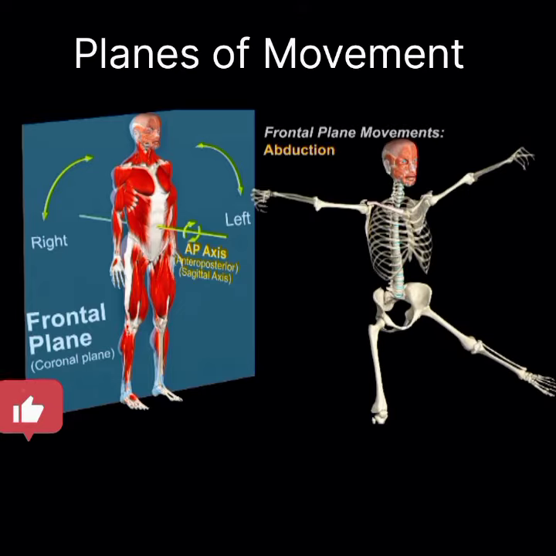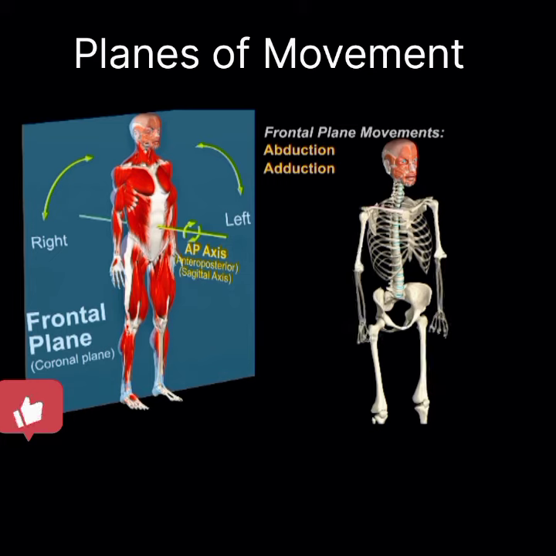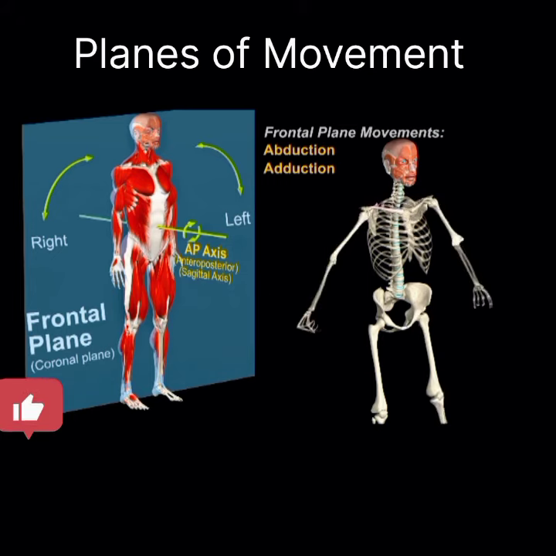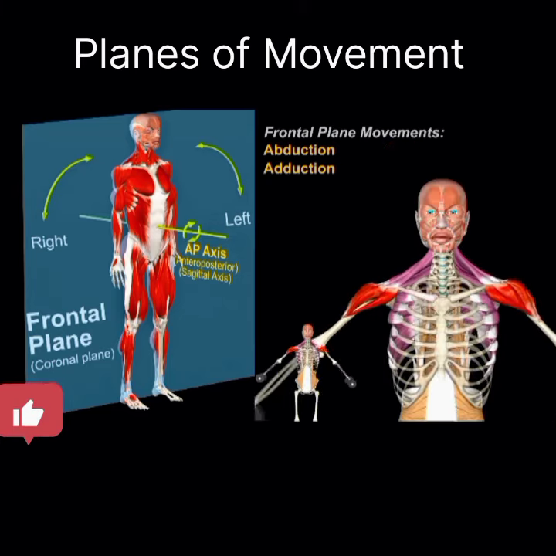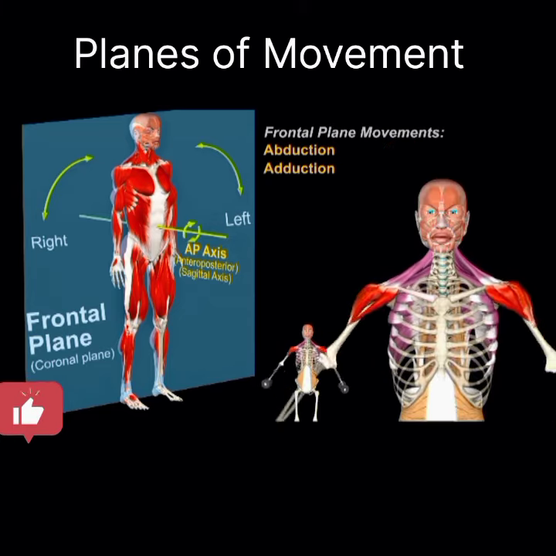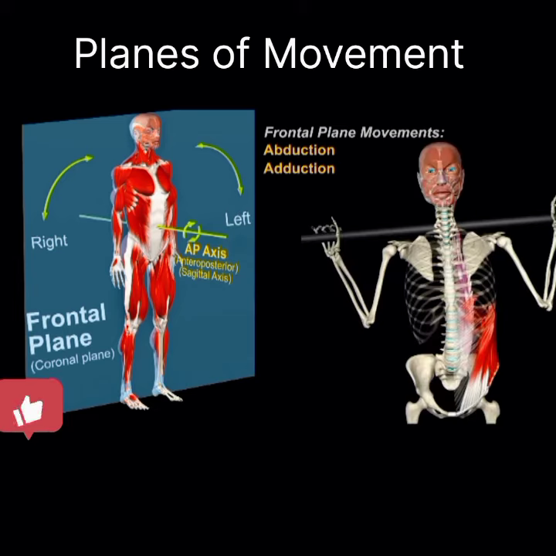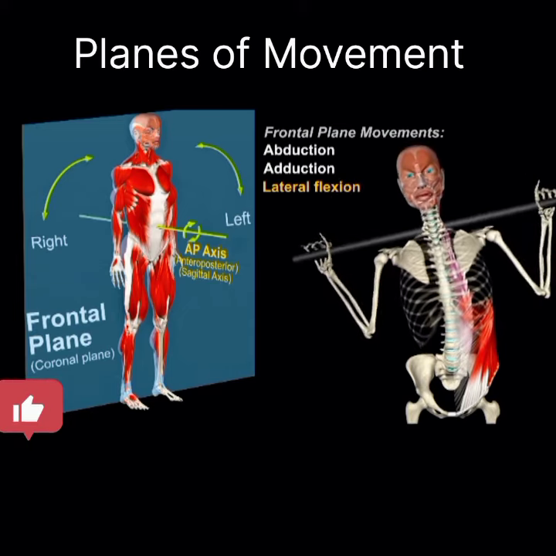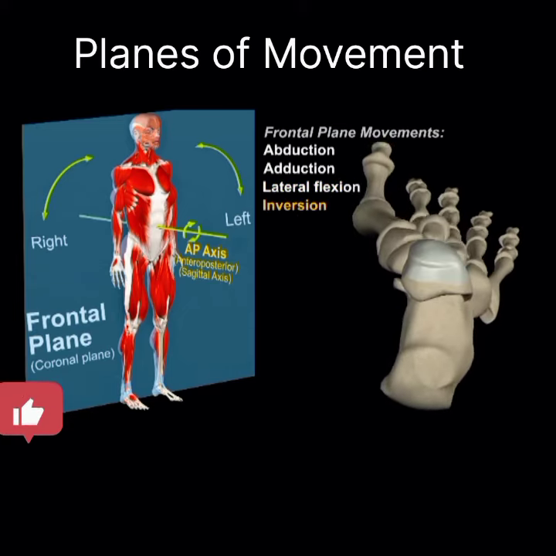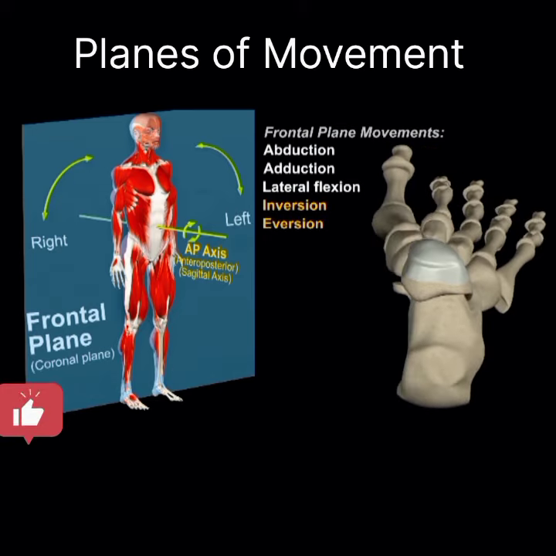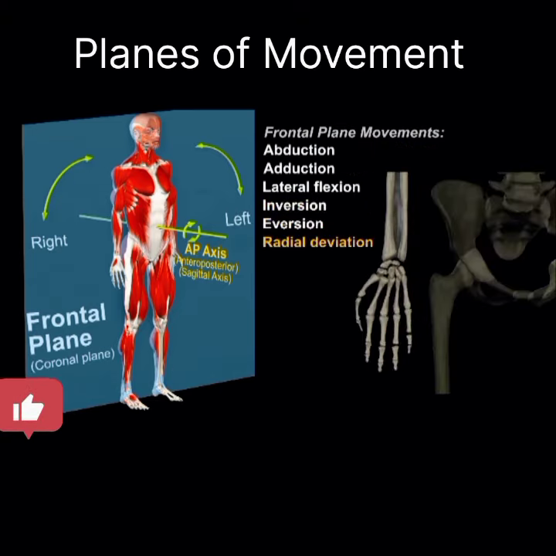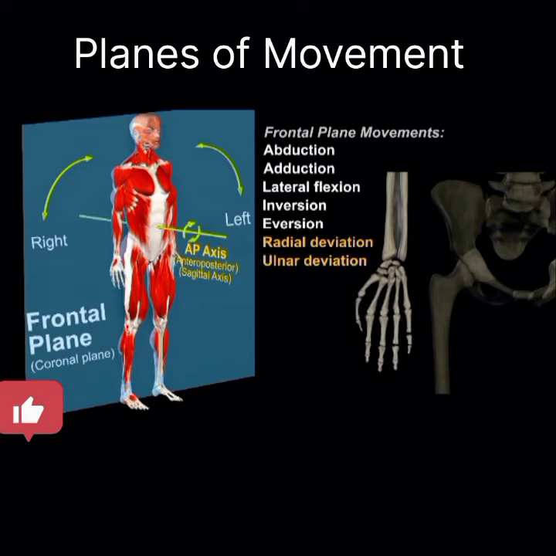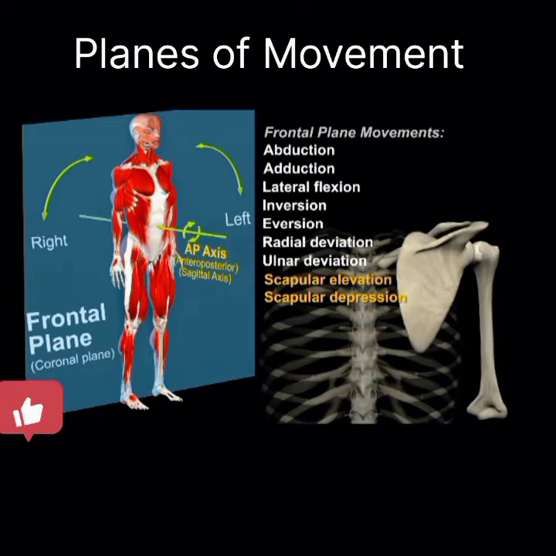Frontal plane movements are lateral, side-to-side movements. For example, abduction and adduction. Lateral flexion of the spine. Foot inversion and eversion. Wrist radial and ulnar deviation. And scapular elevation and depression.